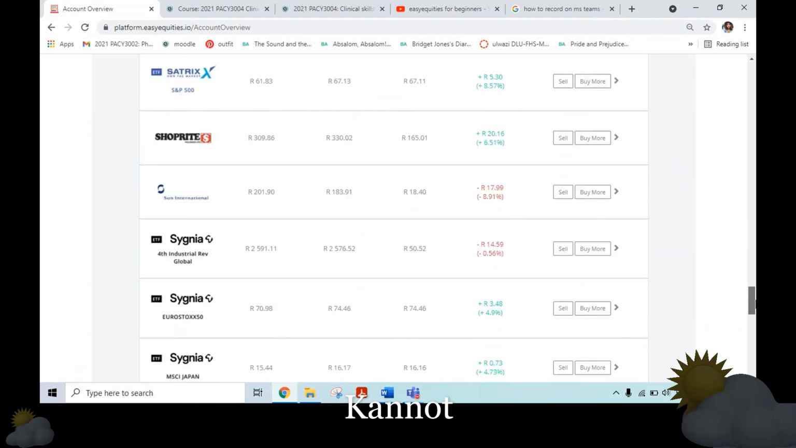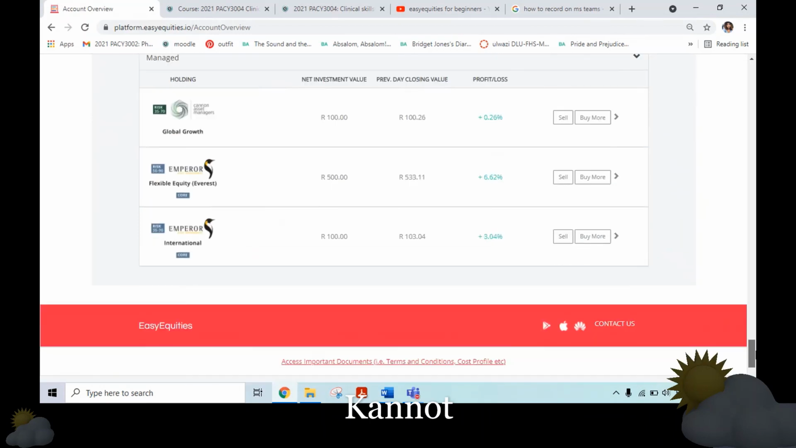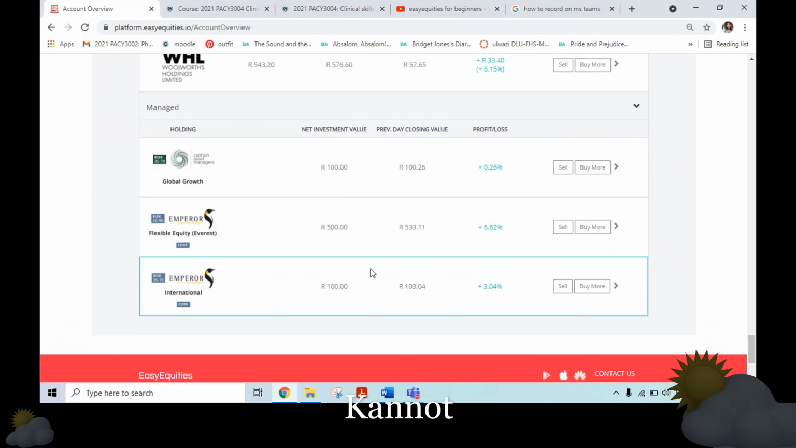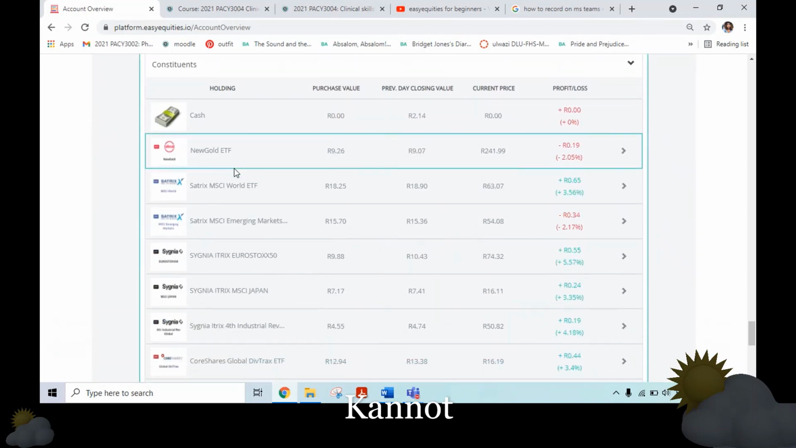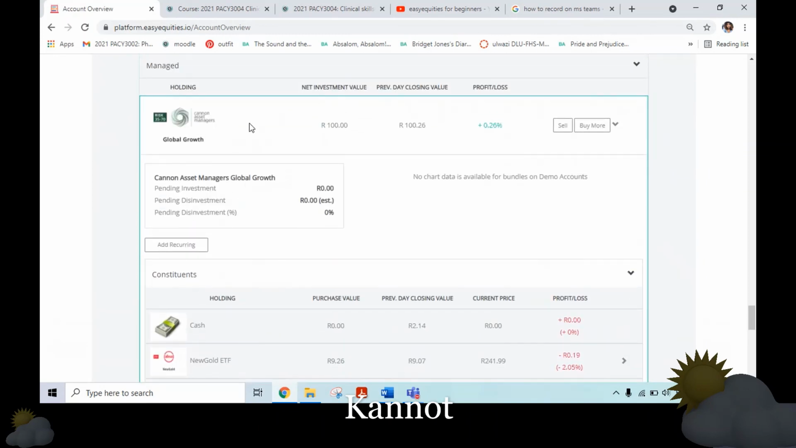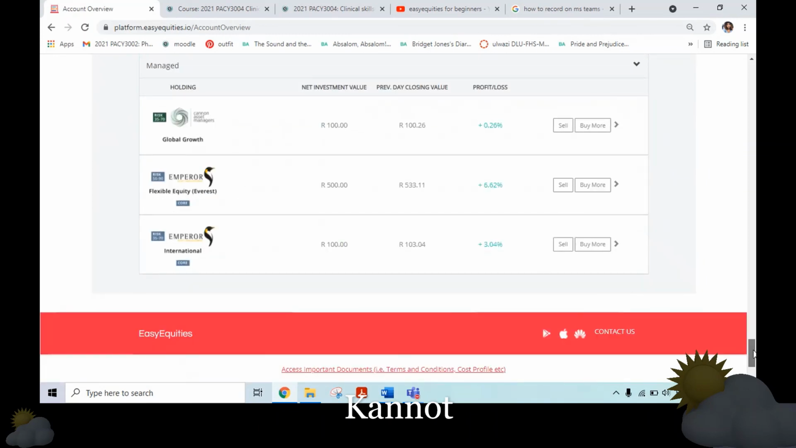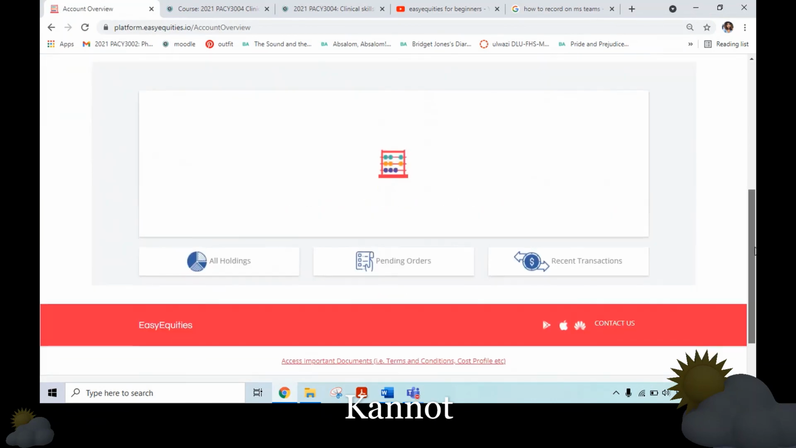Satrix is doing amazing. They always are. Signia, it's a hit or a miss. Yes, and then I don't know what these are called, bundles, baskets where they invest on your behalf and stuff. Yeah, they've been doing okay. They've actually been doing really good. So now, yeah, there's also a demo for US accounts. I highly recommend using it. But anyway, I don't want to make this too long.